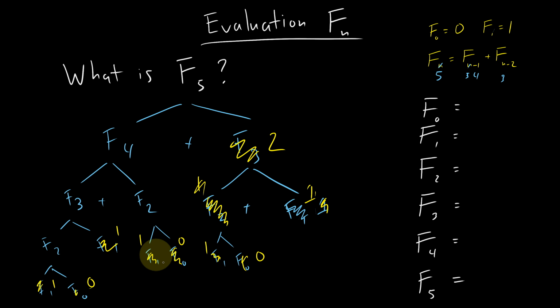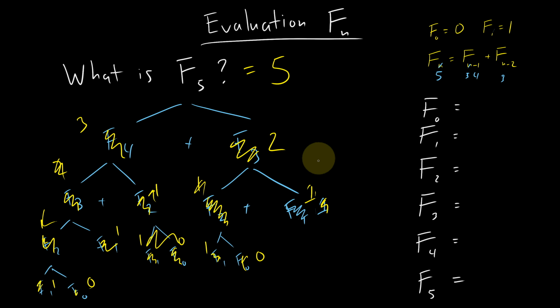Okay, f of 2. F of 2 is 1 plus 0. Okay, we got 1 here. All right, so now we have f of 3 equals 1 plus 1, so that equals 2. F of 2 here equals 1 plus 0, that equals 1. And then f of 4 is equal to 2 plus 1, so that's 3, okay? And then f of 5, what is that? It's 3 plus 2, so f of 5 equals 5.